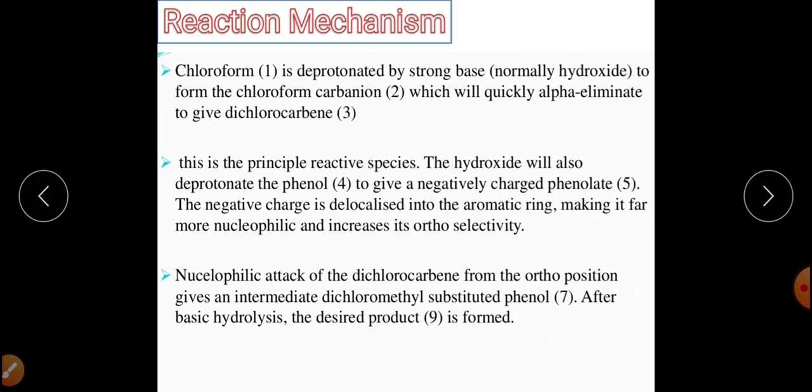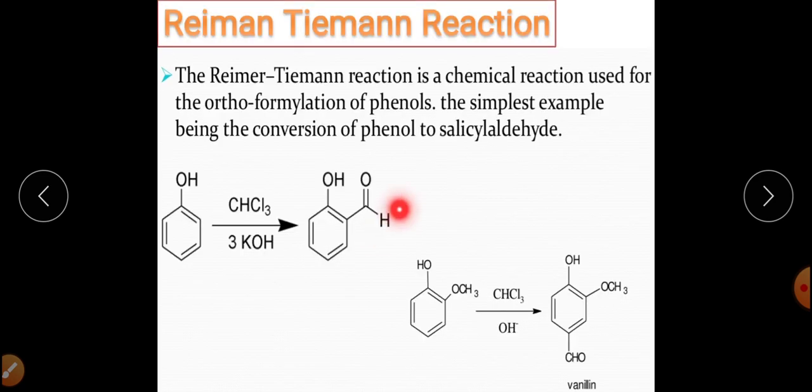So this is the beauty of the reaction, that we can insert a CHO group into the phenol at the position ortho with respect to the hydroxyl group in the major proportion, right? It can also be inserted at the para position, but that will always be in the minor proportion. The ortho product will always be the major, right?